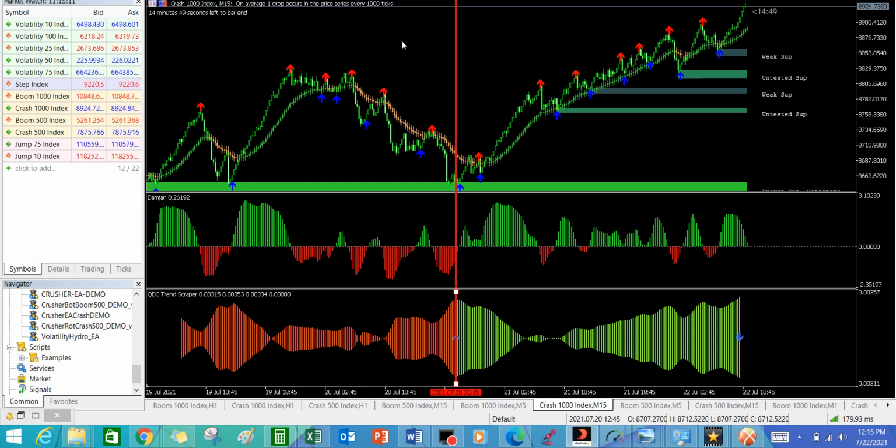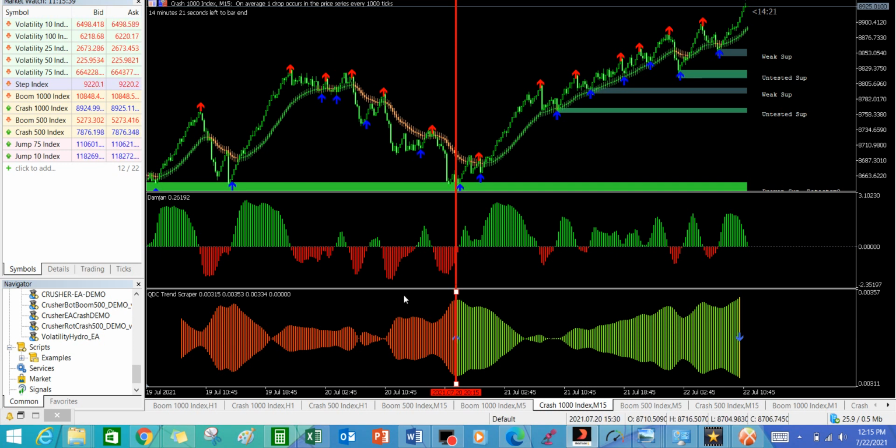Okay, so right now I'm having the QDC scraper indicator on this chart, and I turn it down to 15 minutes time frame. Okay, so you guys can also do that, turn it down to 15 minutes time frame, and I'm using Crash 1000 as a very good asset in order to do our analysis. Okay, so what I usually look out for is the beginning of the trend. I love it a lot.